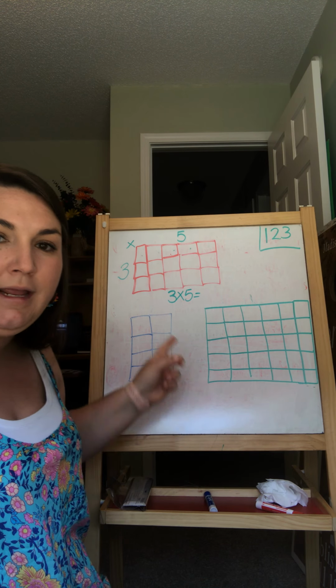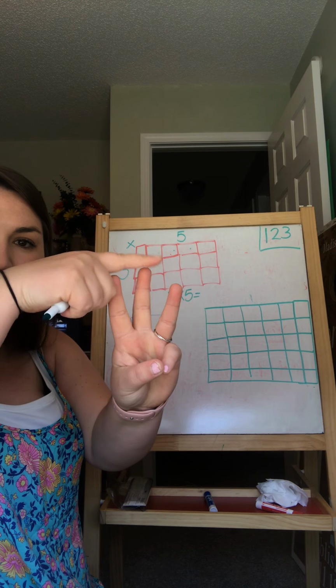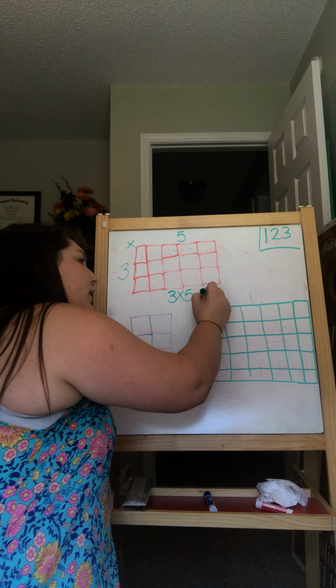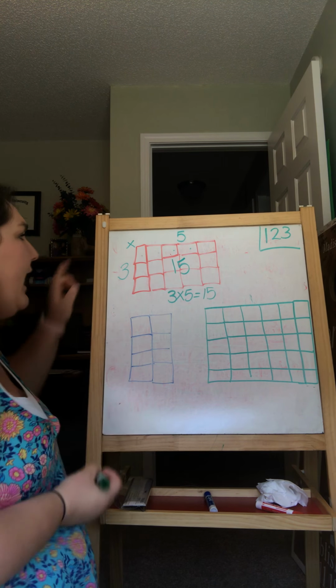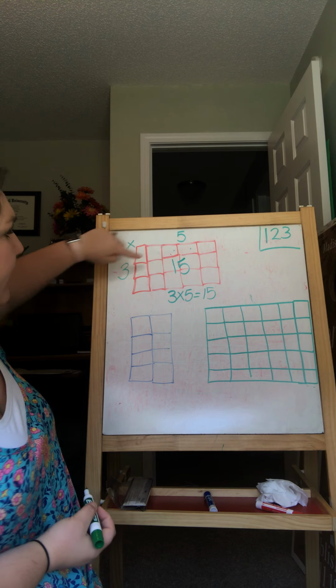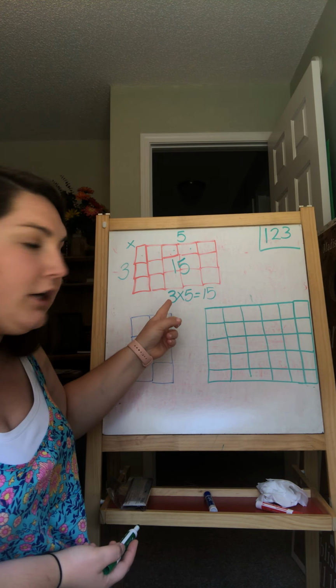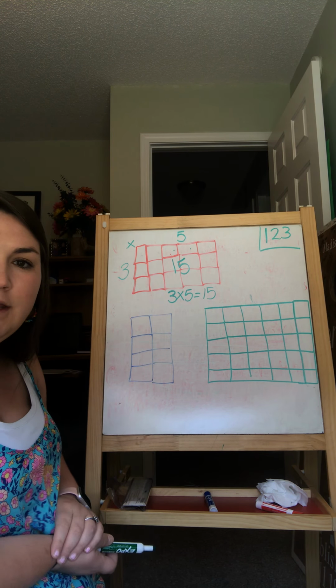Well, we can do it one way. I'm going to hold up 3 fingers and count by 5. 5, 10, 15. So I know that there are 15 squares in this box. I can count by 5s. 5, 10, 15. So that's how we would write our number sentence for it. All right? Let's do some more practice down here.